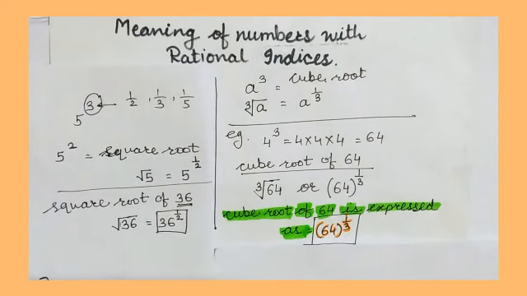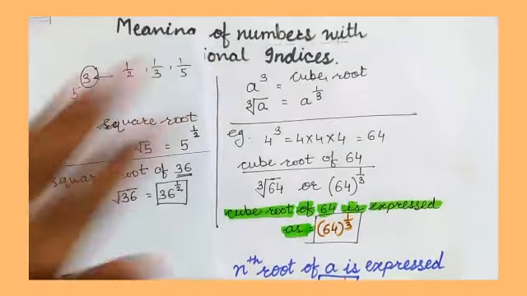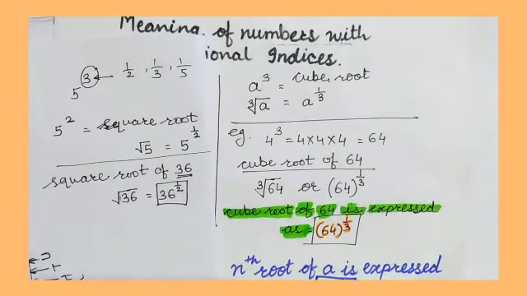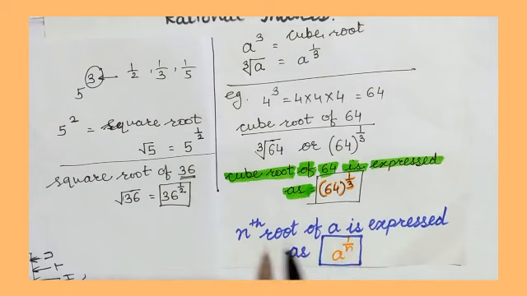So what is our general formula? That is, the nth root of a is expressed as a raised to 1 upon n. I am repeating it: the nth root of a is expressed as a raised to 1 upon n.